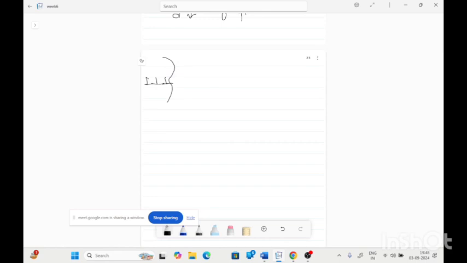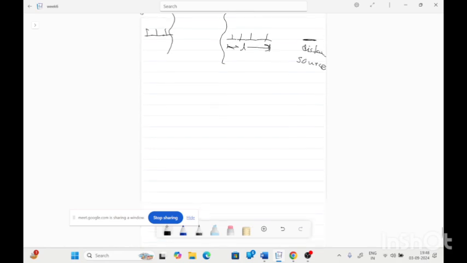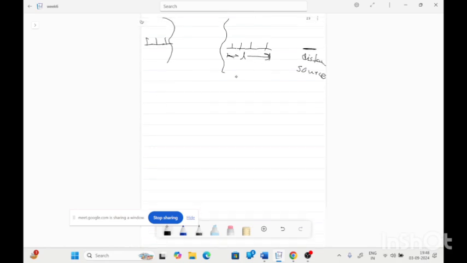Means if we can see, like, this is the grain boundary. The dislocations accumulate near the grain boundary, so the accumulation length can be written as L, and this can be the dislocation source, from which dislocations are generating.